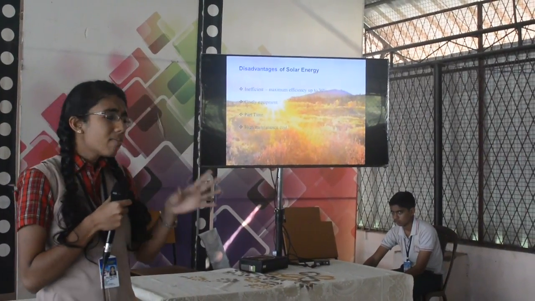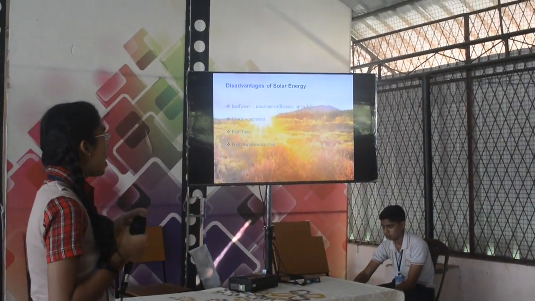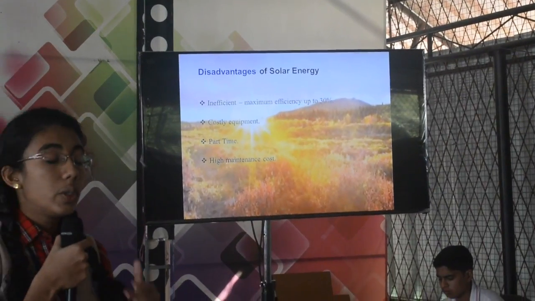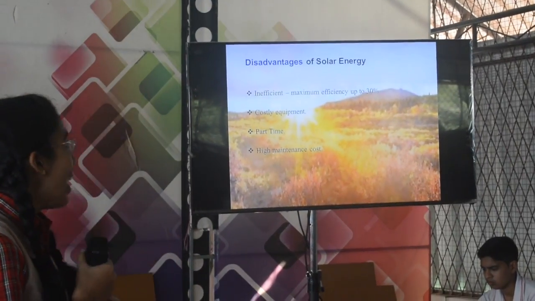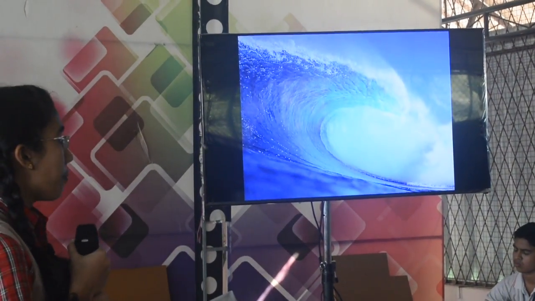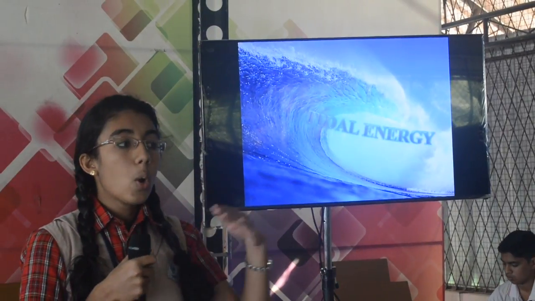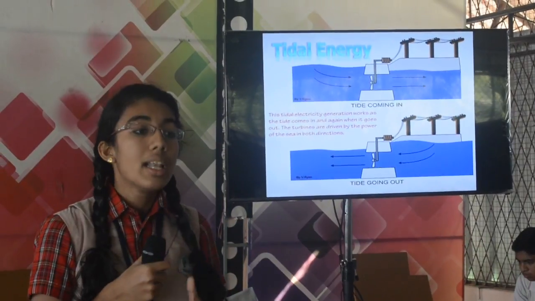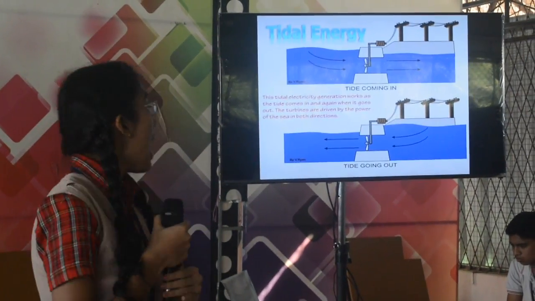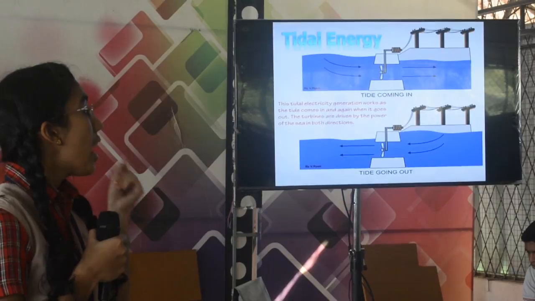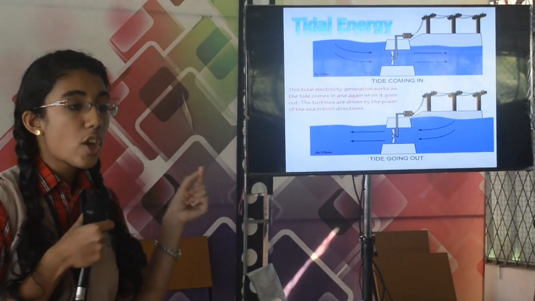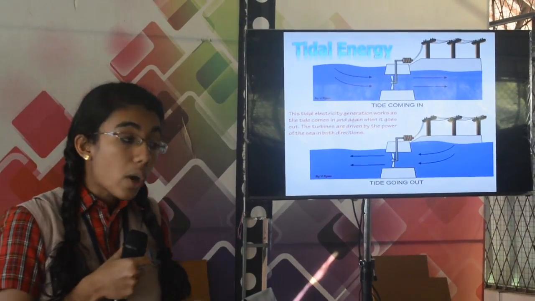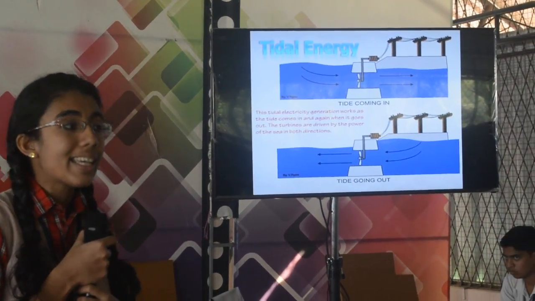There are also some disadvantages, like the high maintenance cost, and we can get it in the daytime only. Now we can move on to tidal energy. We know about the low tides and the high tides in the sea. That difference in sea level gives us tidal energy. Tidal energy is utilized by constructing a dam across a narrow opening to the sea, where a turbine is placed that rotates and converts tidal energy to electricity.